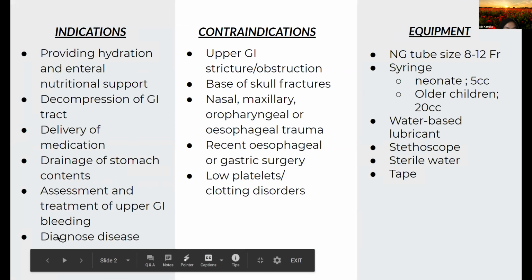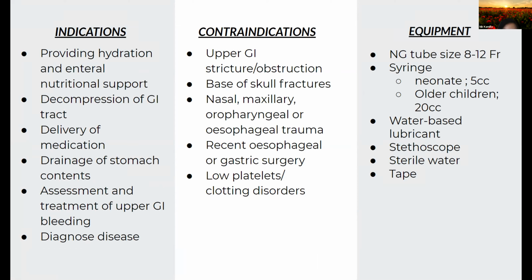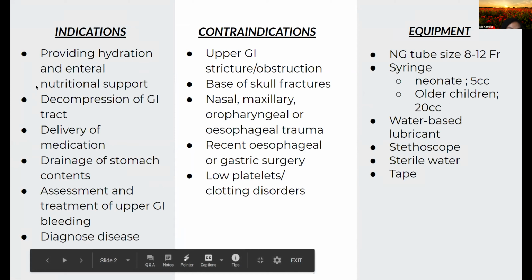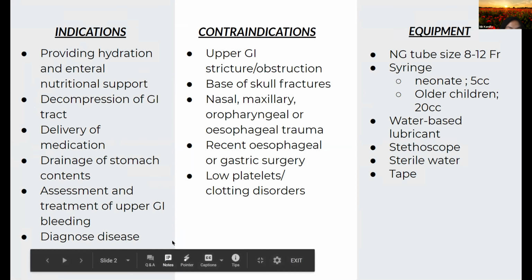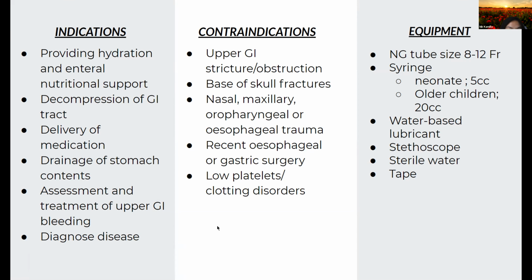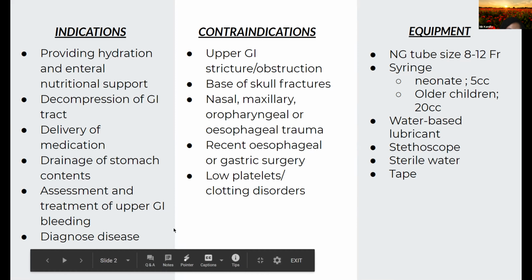So nasogastric tube is a tube that is passed into the stomach via the nose to meet patient hydration and enteral nutritional support, for decompression of the GI tract, delivery of medication, drainage of stomach content, assessment and treatment of upper GI bleed, and also to diagnose disease, especially in neonates.